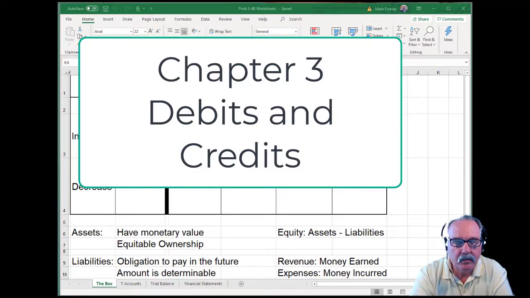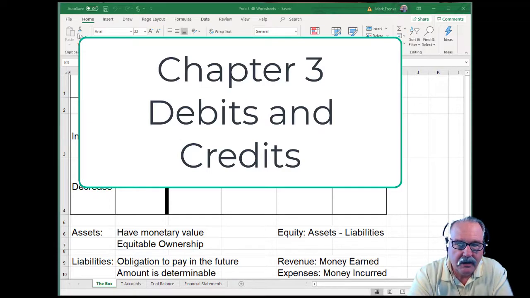Chapter 3. We're going to talk about debits and credits, the names of my two golden retrievers. So far we have just talked about the accounting equation: assets equals liabilities plus equity. And we've been recording transactions in columns. That works fine, but as the transaction volume increases, it will get too cumbersome. So we have a system that we use, and we have these two words called debit and credit.